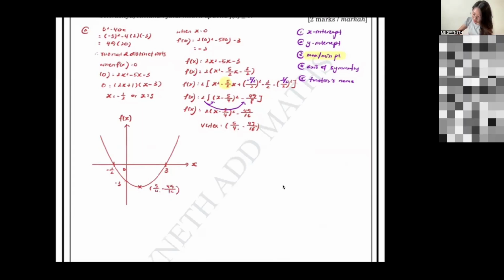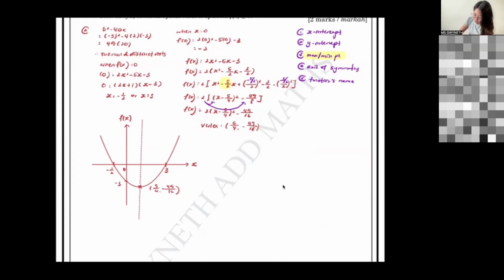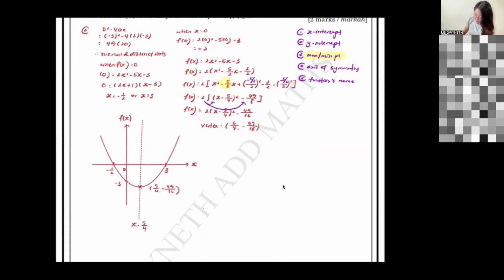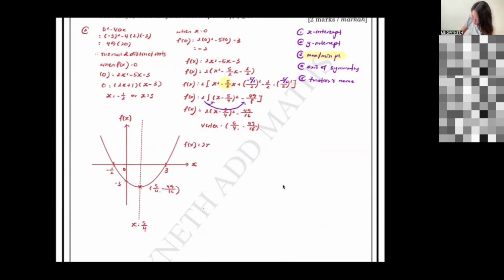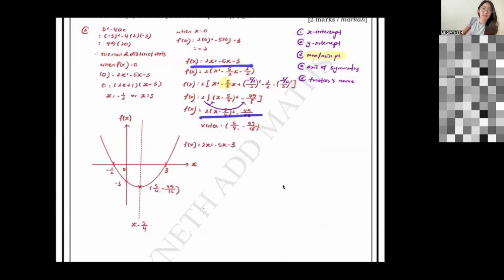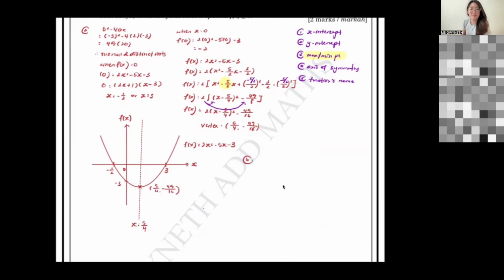Okay, axis of symmetry. You draw a dotted line crossing your minimum point and label x equals 5 over 4. Then after everything is done, you write down the name of the function close to the graph. You can write the general form name, you can write the vertex form name. This one or this one, same thing. Okay, no matter how many marks the question is giving you, you will definitely get full marks with my steps over here.